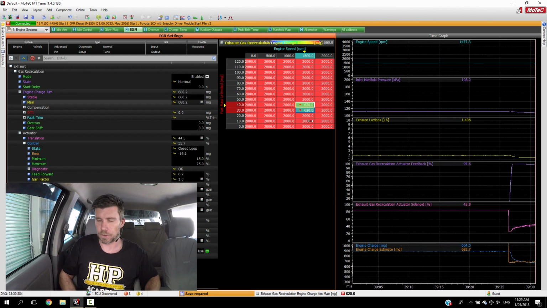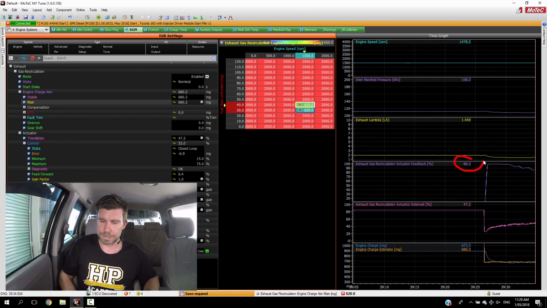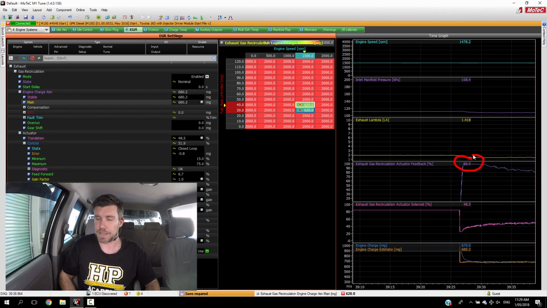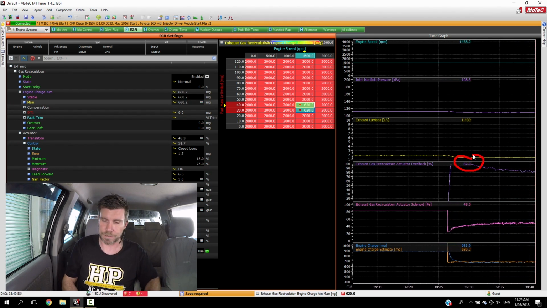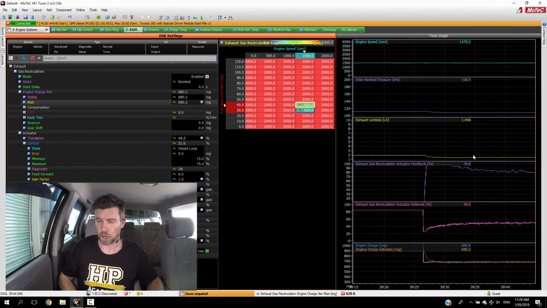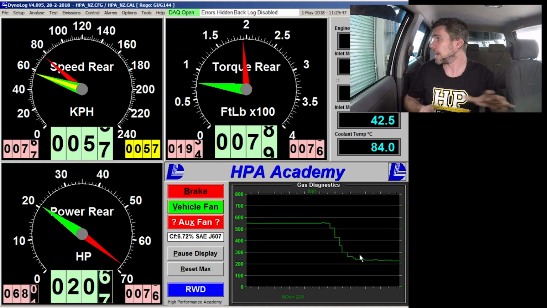Instantly in our time graph on the right, we're seeing the effect of that change. In particular, we can see our exhaust gas recirculation feedbacks. This is showing us the position of the exhaust gas recirculation. We can see that we're sitting now at about 80 to 85% opening. Let's head across to our dyno and we'll see the effect on our NOx emissions.